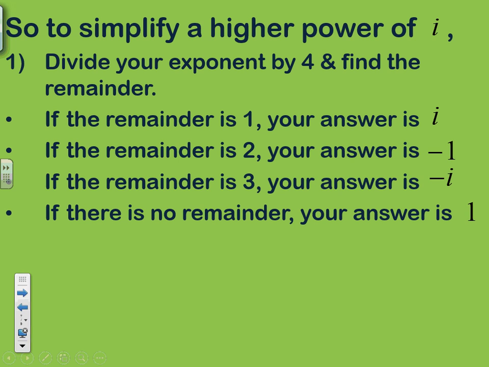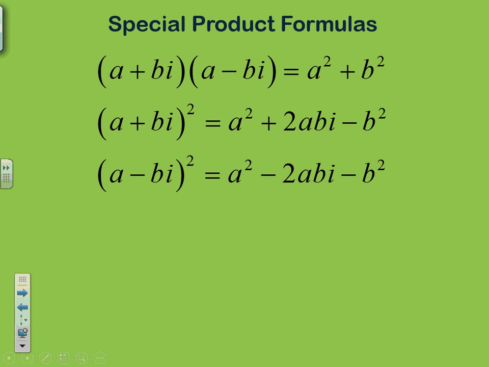An easier way of remembering it is really this part right here. If I divide the exponent, whatever it is, by 4, if I get a remainder of 1, then that means it would simplify down ultimately to just i. If it has a remainder of 2, the solution would be negative 1. If the remainder is 3, the solution is negative i. And if there is no remainder, then the solution would simply be a 1, or that's what it would simplify to.